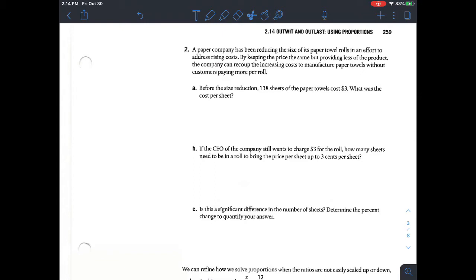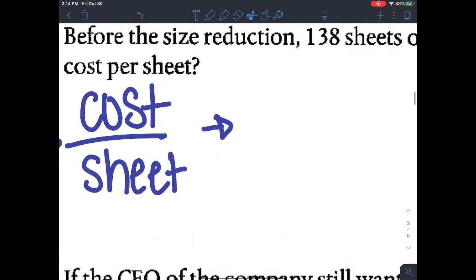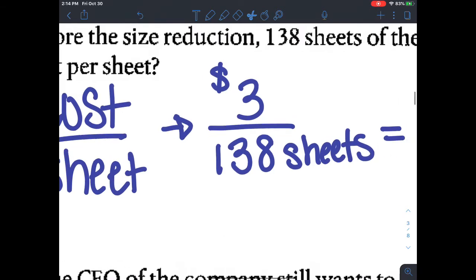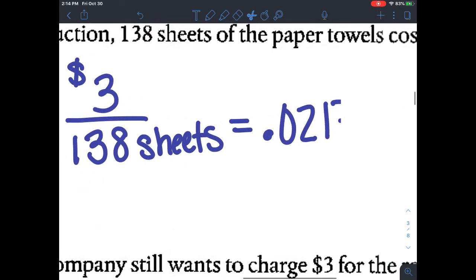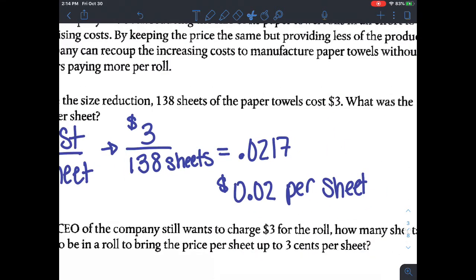So, before the size reduction, 138 sheets of paper towels cost $3. What is the cost per sheet? So we're trying to find cost per sheet. Well, the cost was $3 per the number of sheets, which are 138 sheets. If I divide that out, I get approximately 2 cents per sheet.